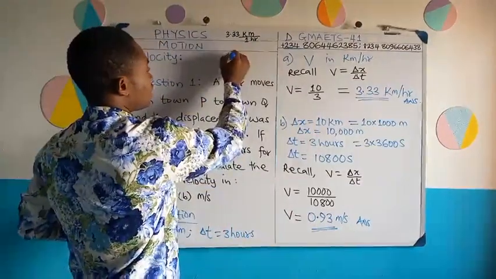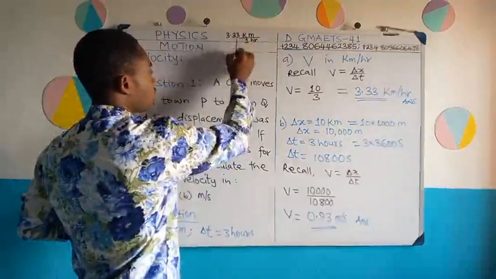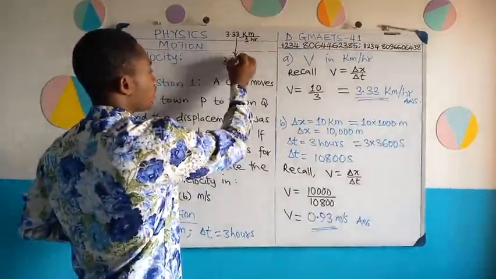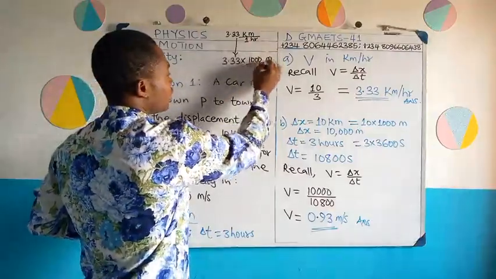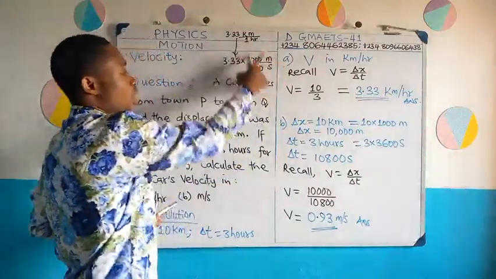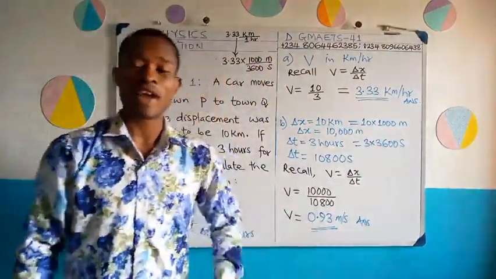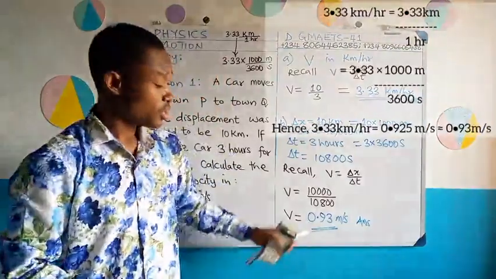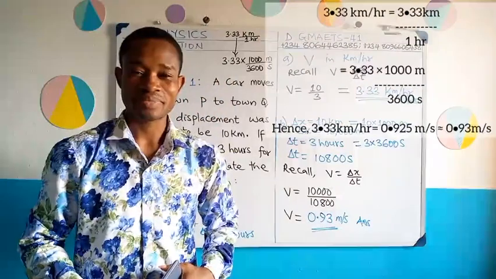Coming down, this is 3.33. Multiply it by 1,000, then meter will be left. Divided by 3,600, then second, because we've converted 1 hour to seconds. So if you press this, it will give you 0.925, which I approximated to 0.93 in meters per second.